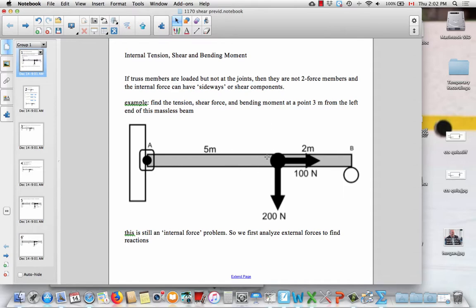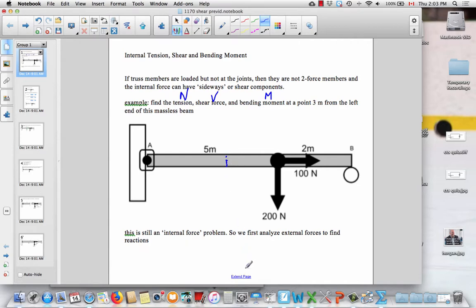The good news is it's really just going to build on the equations of equilibrium and the idea of making a section, this time not through the structure, but just through this single structural element. So we're asked to find the tension, shear force, and something called the bending moment. Now a bit of notation. Tension is N, shear force is V, and bending moment is M. And we want a point 3 meters from the left end. Okay, so it's about here somewhere. So at this point here, we want to know what are the internal forces at this point.